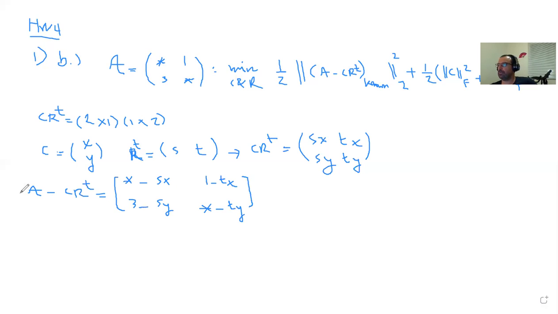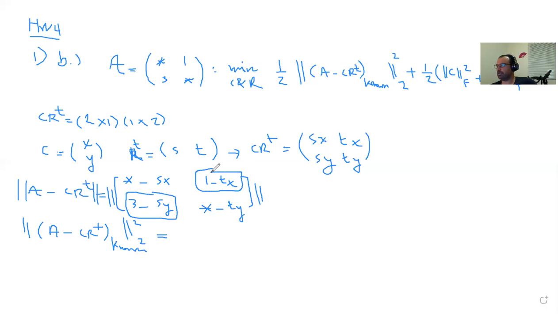If you're planning to compute the norm on the known parts, you don't have to use the whole matrix. The norm on the known parts of A minus CR^T, the L2 norm squared, is the sum over the parts which are known, the non-star parts of A only. So it's going to be half of 1 minus tx squared, and half of 3 minus sy squared, and plus, don't forget we do have the half here.